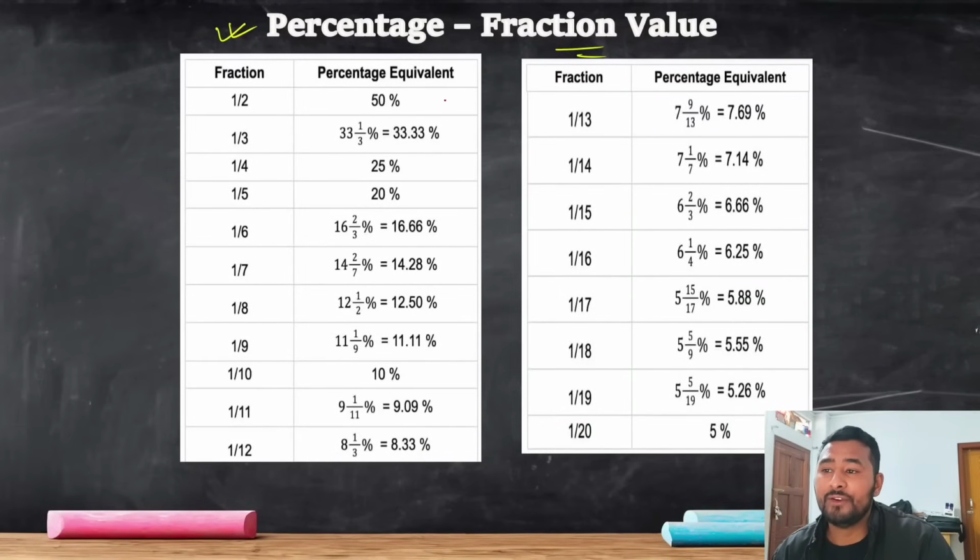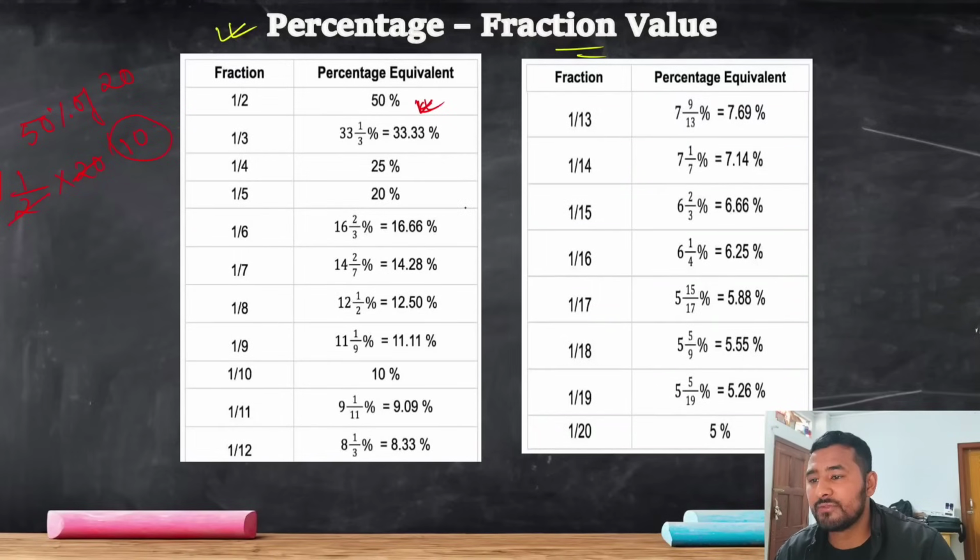Suppose you get 50% of any number, say 50% of 20. How can you do it directly using the fraction value? You can see 50% is how much? The fraction value of 50% is 1 by 2, so 1 by 2 into 20. So how much will you get? 2 into 10, so the answer will be 10, if you know the fractional value.